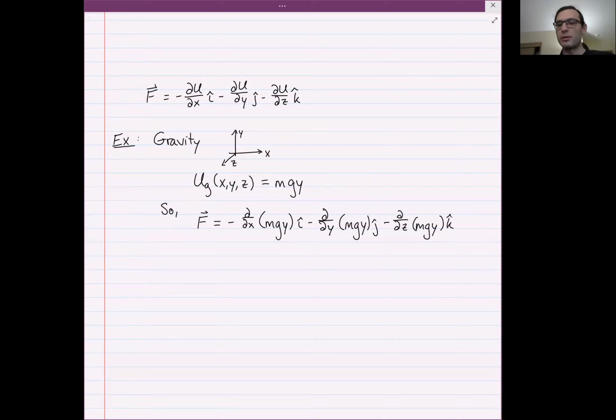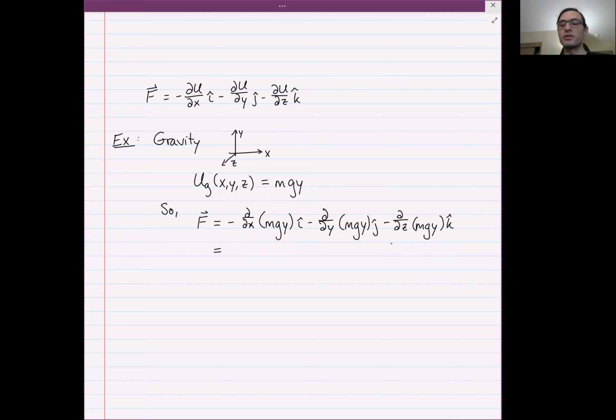Hopefully the sound didn't kick up again because the fan just kicked on. So we talked about how partial derivatives work last time. Recall that when you take a partial derivative, say with respect to x, you treat every other variable, in this case y and z, as if they were constant. So mgy is treated as a constant, and the derivative of a constant is 0. So that term would be 0, and this last term would also be 0.